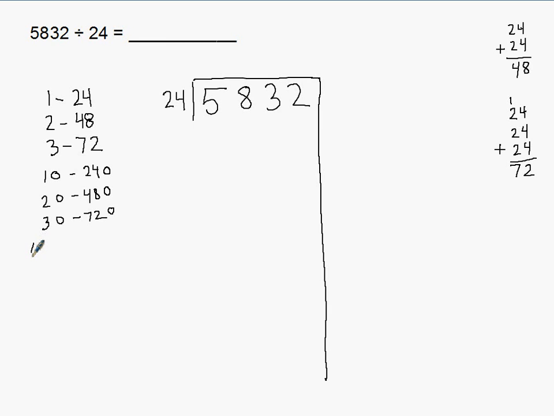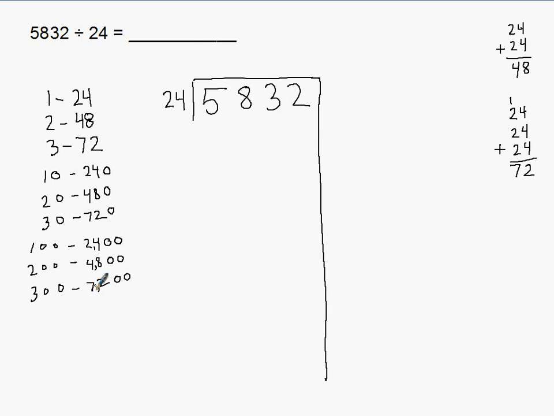So now let's go 100, 200, 300, and I'll put 24, 48, 72. And now, since I'm multiplying times 100, 200, and 300, and each of these has 2 zeros, I'm going to add 2 zeros to each one of these. And I'll put my commas in there.